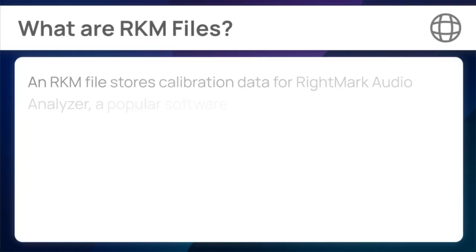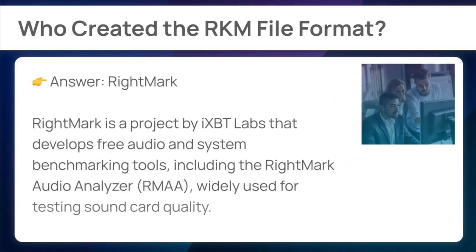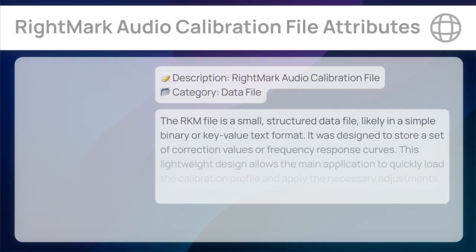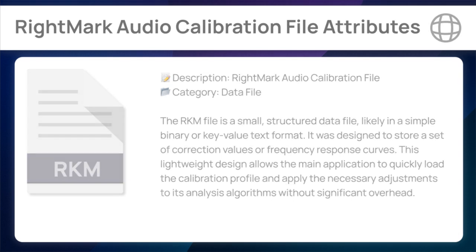An RKM file stores calibration data for RightMark Audio Analyzer, a popular software suite for testing the audio quality of sound cards and other audio equipment. Users create this file during a calibration process to compensate for irregularities in their hardware, ensuring that subsequent audio measurements are accurate and reliable. The RKM file is a small structured data file, likely in a simple binary or key-value text format. It was designed to store a set of correction values or frequency response curves. This lightweight design allows the main application to quickly load the calibration profile and apply the necessary adjustments to its analysis algorithms without significant overhead.